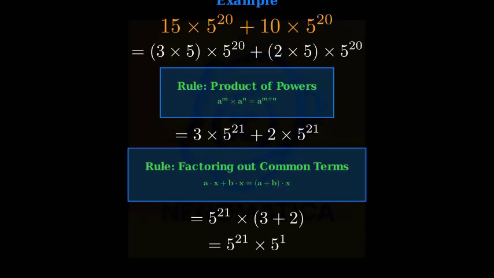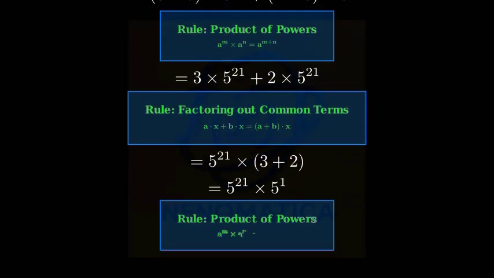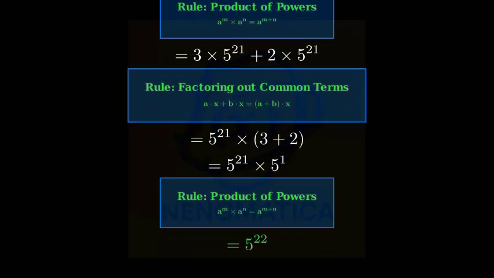We calculate 3 plus 2, which equals 5. So we have 5 to the power of 21 times 5 to the power of 1. Using the product rule again, we add the exponents. 21 plus 1 equals 22. So our final answer is 5 to the power of 22.